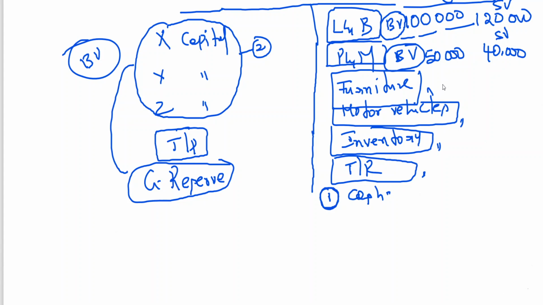Furniture also may get a profit or loss. Motor vehicles, you may get a profit or loss. Inventory, you may get a profit or loss. Trade receivable, you may get a profit or loss. Trade payable also, you may be paying the actual amount, say 30,000. This 30,000 you will be paying, of course. If you are paying more than the liability, profit or loss. Only I am talking about, for the time being, the concept of profit or loss.